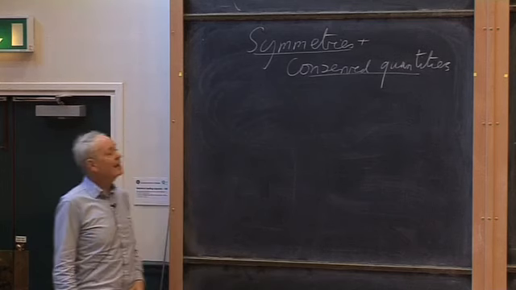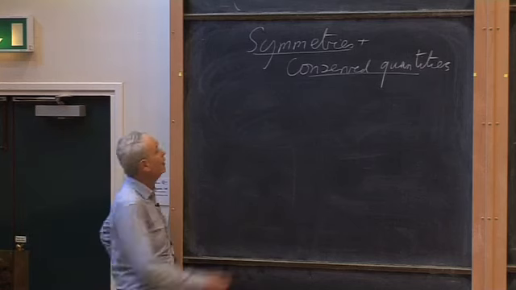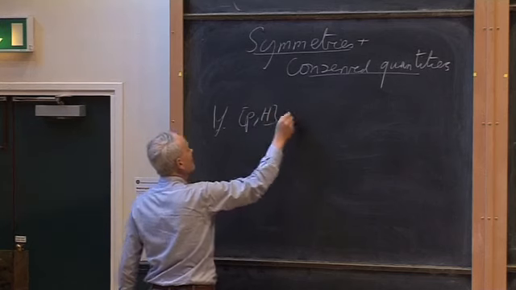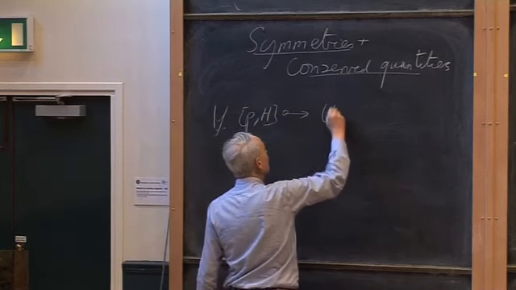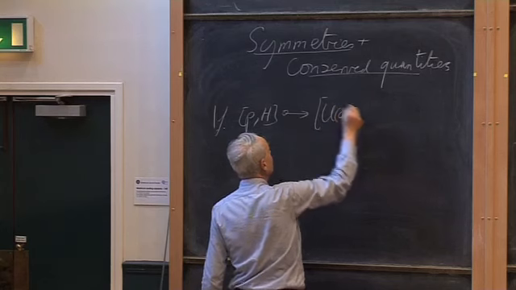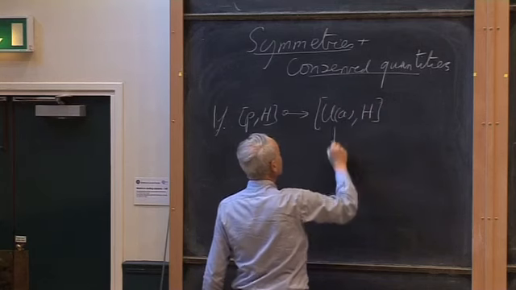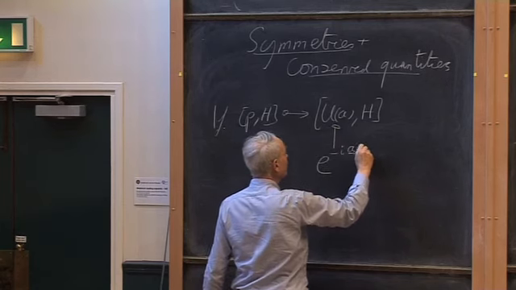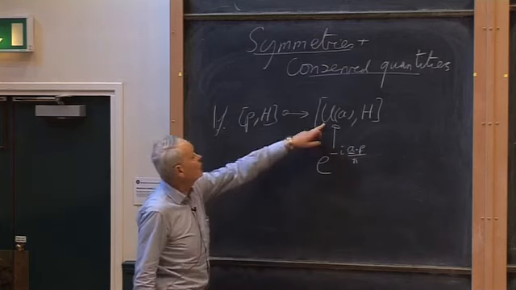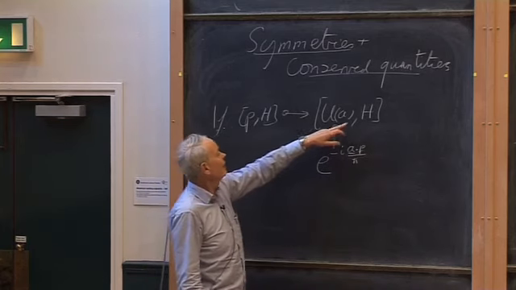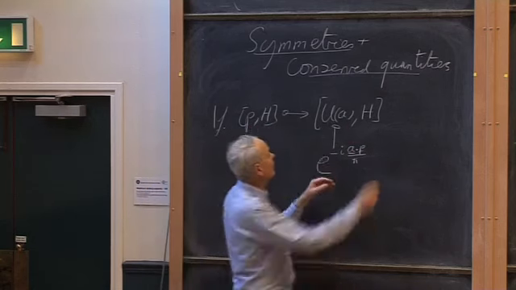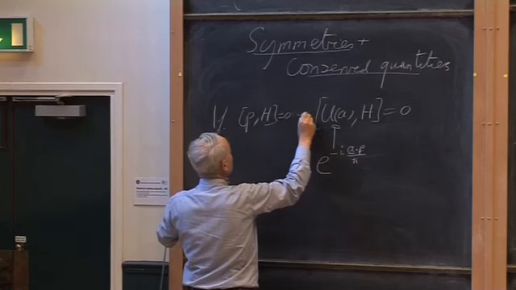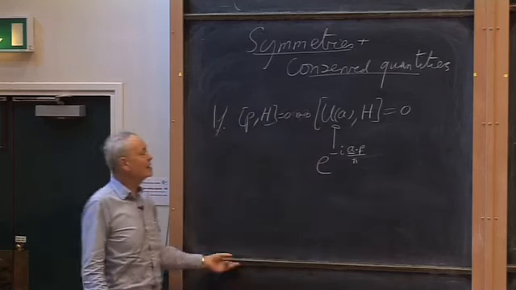So what's the connection? Let's say P commutes with H. What does that mean? That very easily implies that U of a, the translation operator, is going to commute with H, because this operator, e to the minus i a dot P upon h bar, is a function of P, and therefore if H commutes with P, it commutes with any function of P. So if this equals naught, then this equals naught.